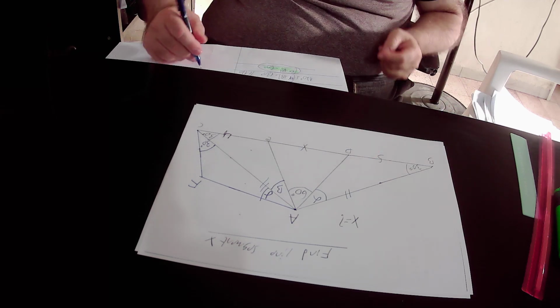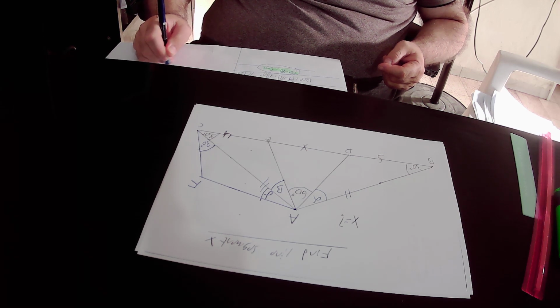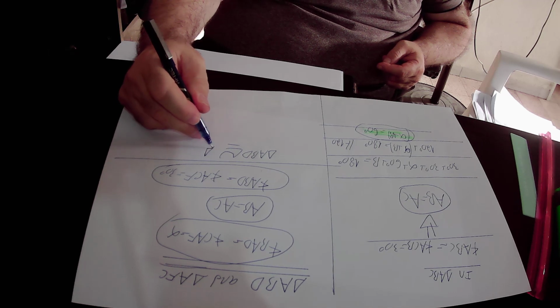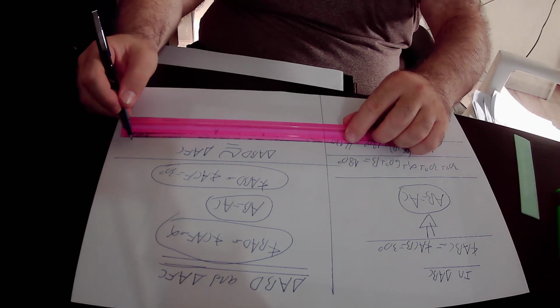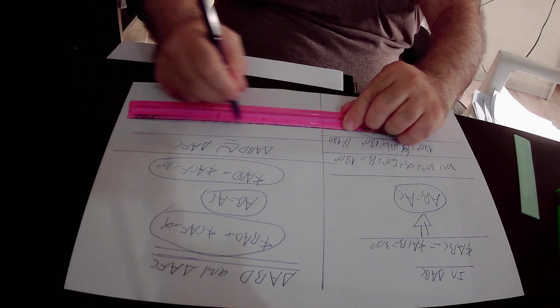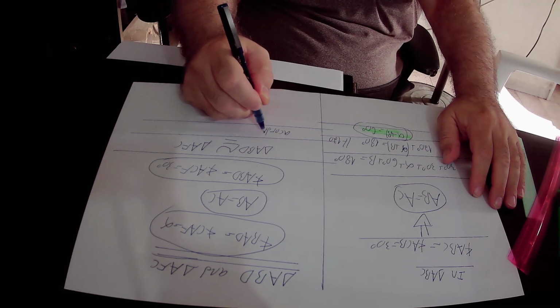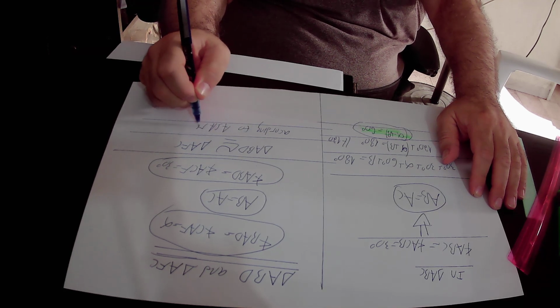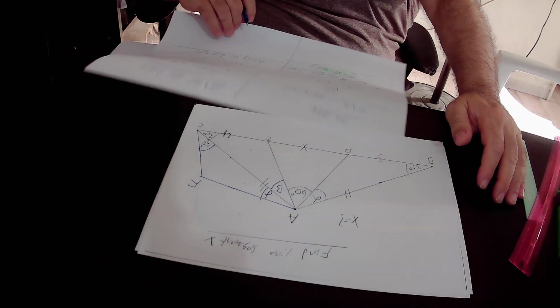that this triangle ABD is congruent, this is the sign of congruent, to triangle AFC, according to the angle side angle rule. Okay, I'll explain what I mean.